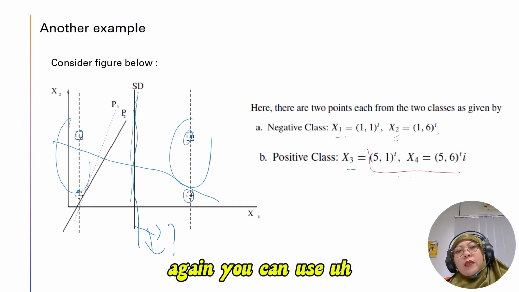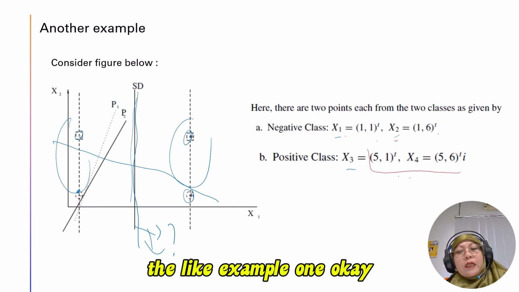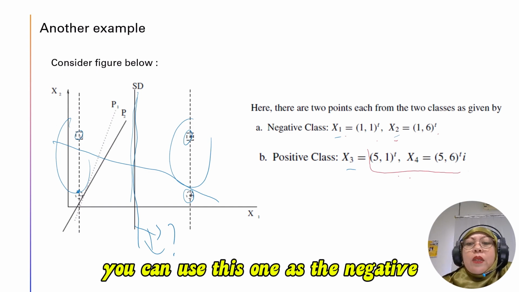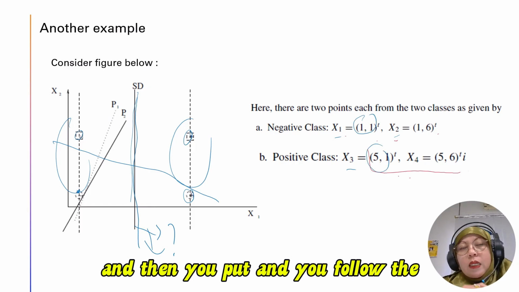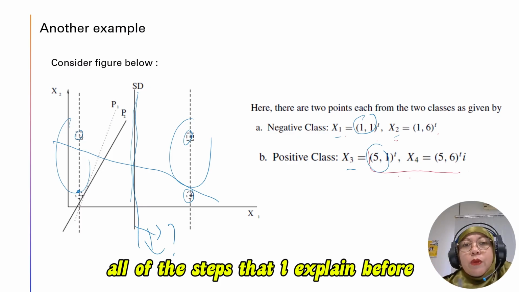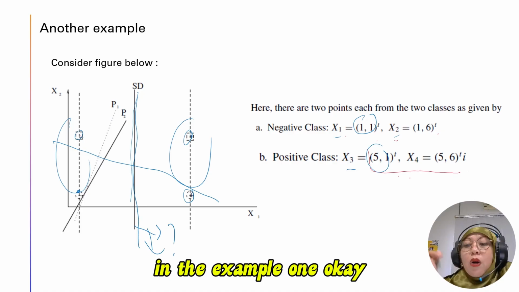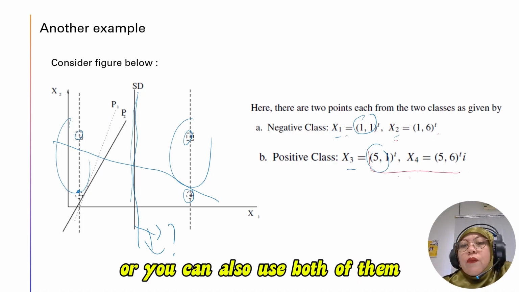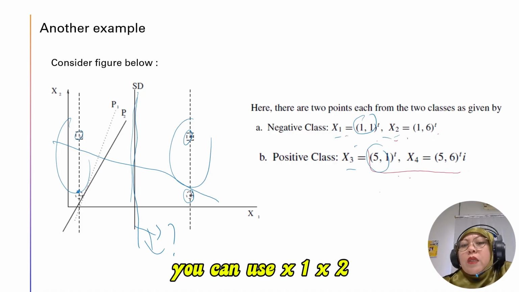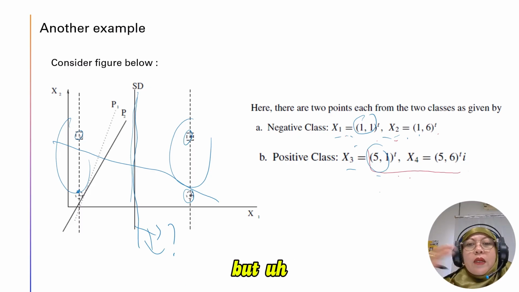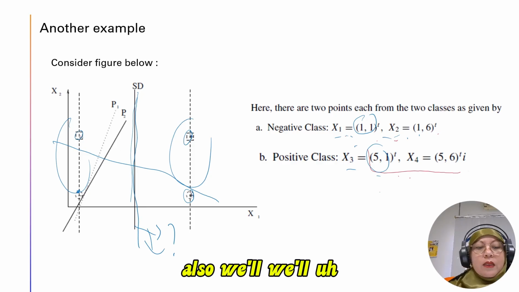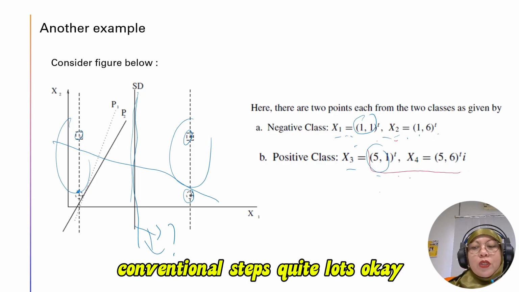Again, you can use it like example one. You can use this one as the negative, this one as the positive, and follow all of the steps that I explained before in example one. Or you can also use both of them, x1, x2, x3, x4. But it also uses quite a lot of computational steps.